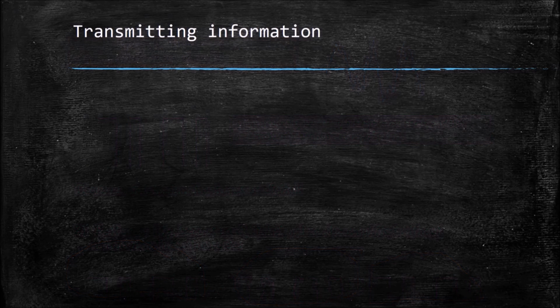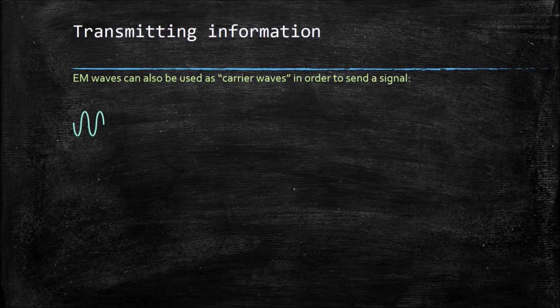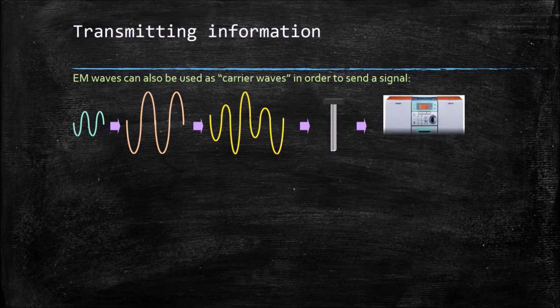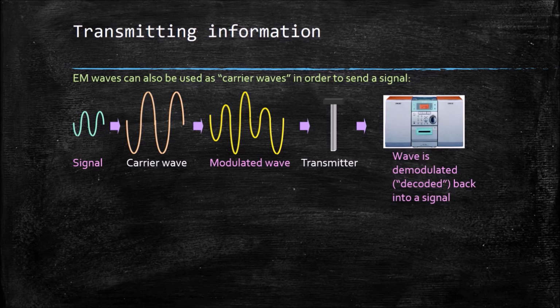So we can use our electromagnetic spectrum to transfer signals using carrier waves. So our signal is sent across as, first of all, modulated, sent through a transmitter, and then decoded. So our first one is a signal sent through a carrier wave, and then put through a modulating wave. It is transmitted and then decoded at the very end stage.